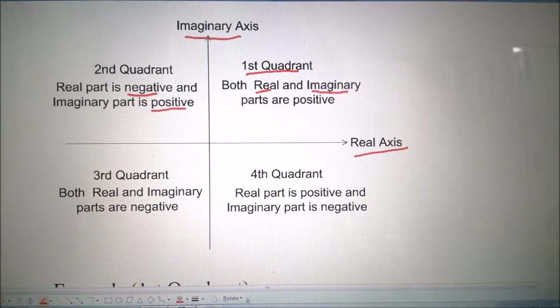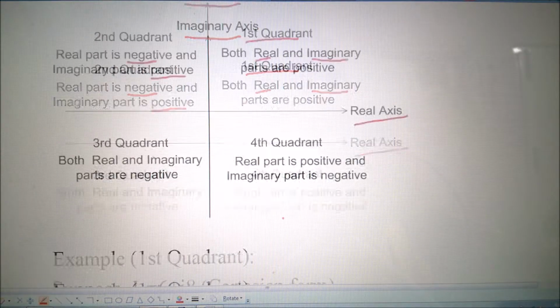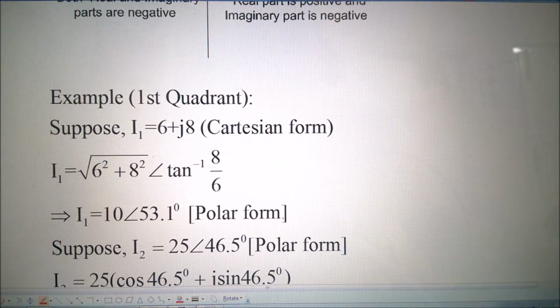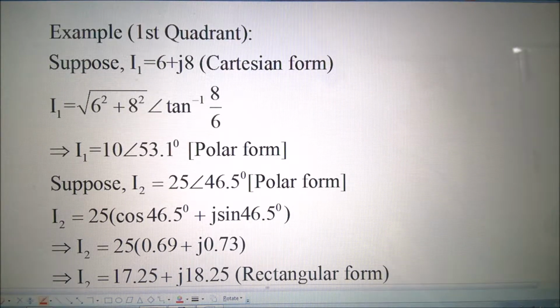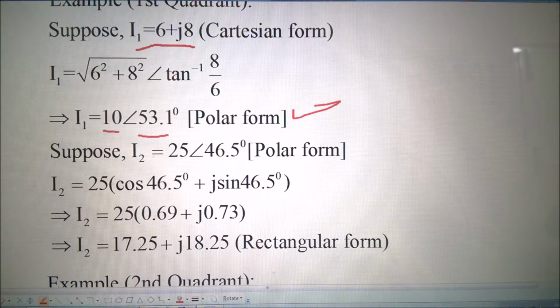Similarly, in the third quadrant both are negative. In the fourth quadrant, real is positive and imaginary is negative. We know that. Now on the basis of it, you can see I have taken here I1. This is in the first quadrant, both are positive. Therefore we can find the polar form and the angle. The magnitude is 10 and the angle is 53.1. And also we can very easily find the rectangular form, as I told earlier.